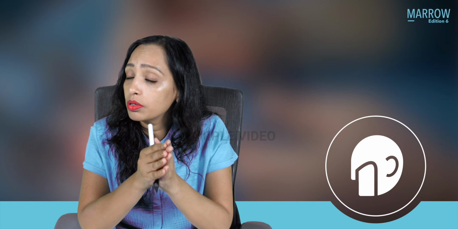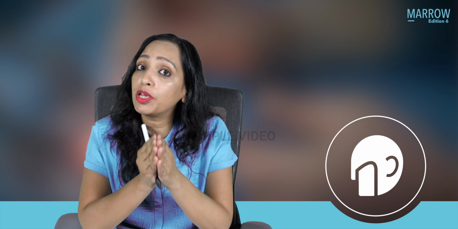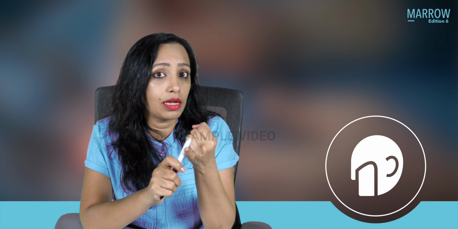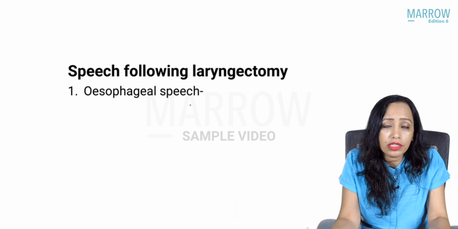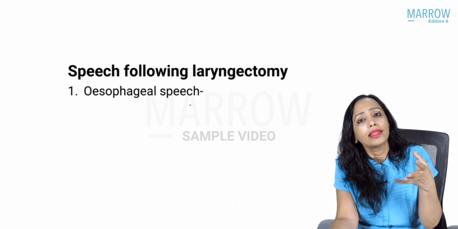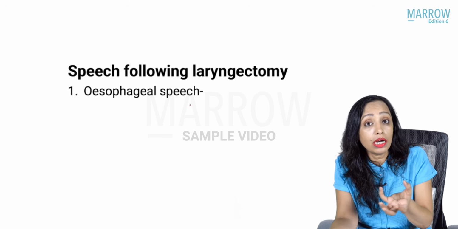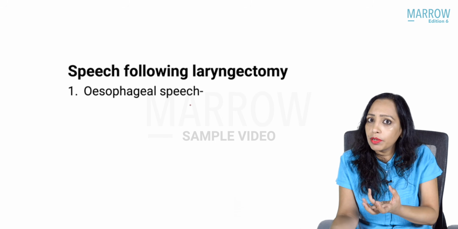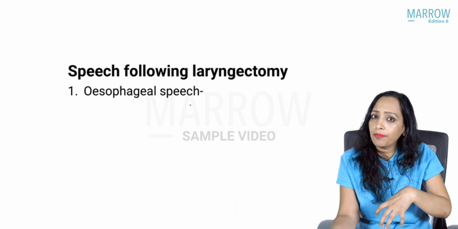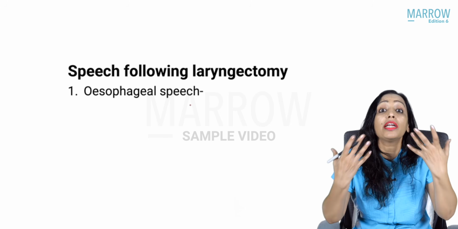So the rehabilitation of speech following laryngectomy is a very important topic, repeatedly asked. What were the modes of rehabilitation of speech following laryngectomy? The earliest was the esophageal speech. In esophageal speech, the patient was made to learn to swallow air before he spoke. Not only that, he will swallow the air, and now he will regurgitate the air.